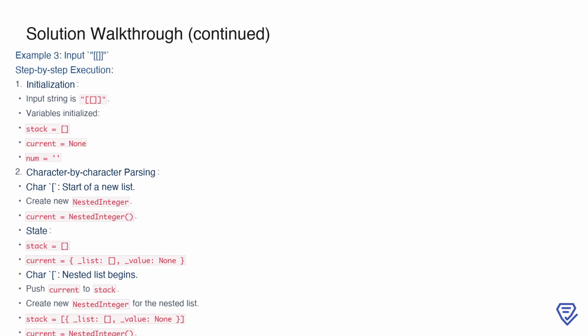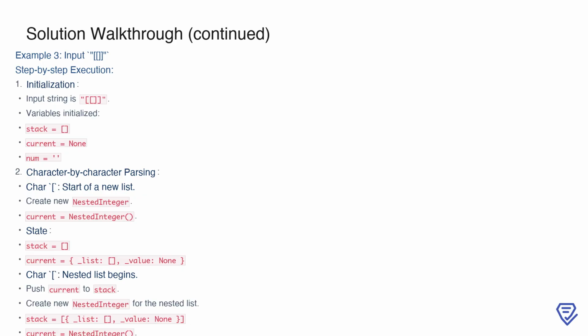In this example, the input string is [[]], which represents a list containing an empty list. We begin by initializing the same variables as before: an empty stack, current set to none, and number as an empty string. As we parse the string, the first character is '[', signaling the start of a new list. A new nested integer object is created, and current is updated to this new object, which is initially empty with the state _list: [], _value: none. When we encounter another '[', it marks the start of a nested list.